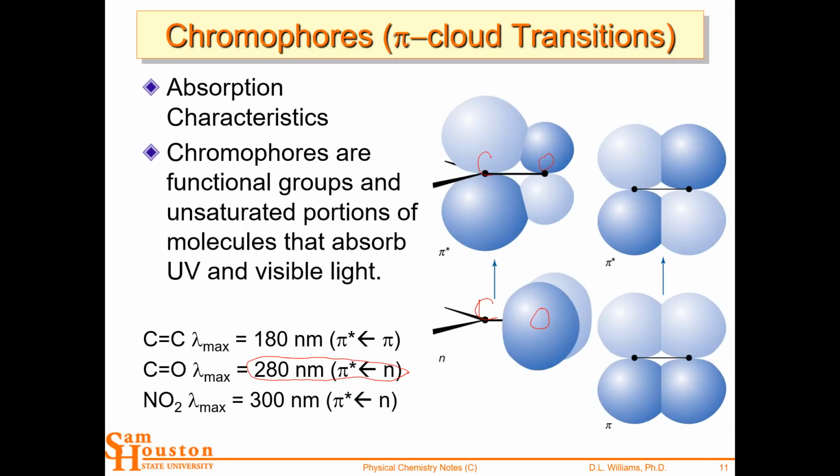So let's say we want to make a dye molecule or an ink for our inkjet printer. Carbonyl is useful. You can make carbonyl dyes, but a carbonyl by itself absorbs in the UV. So how are we going to get that into the visible region? How can we lengthen that wavelength?